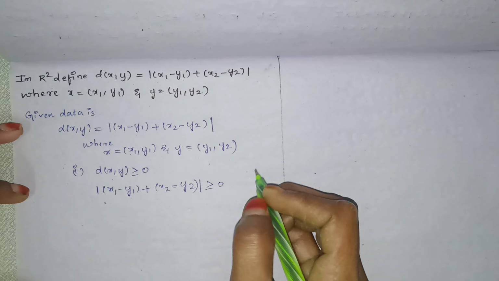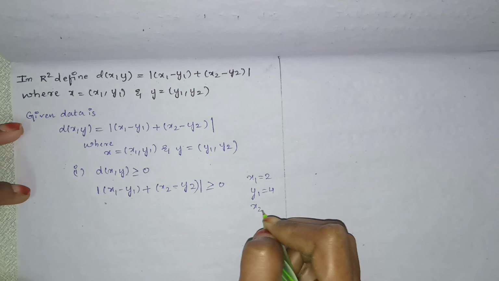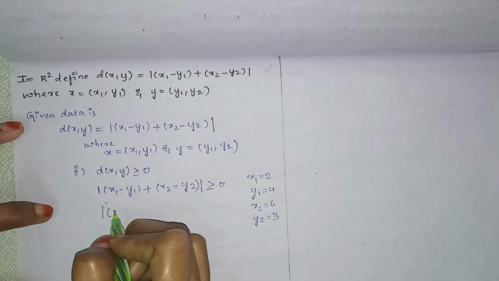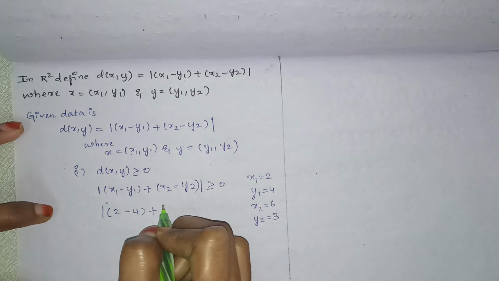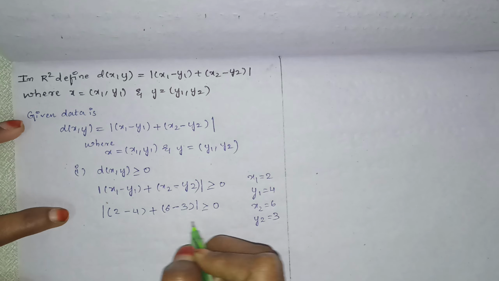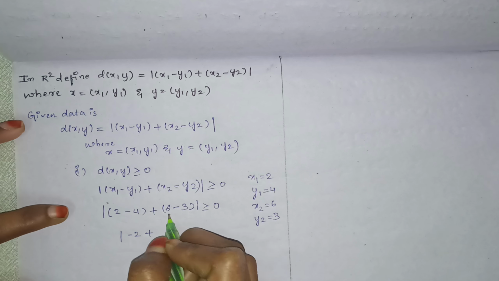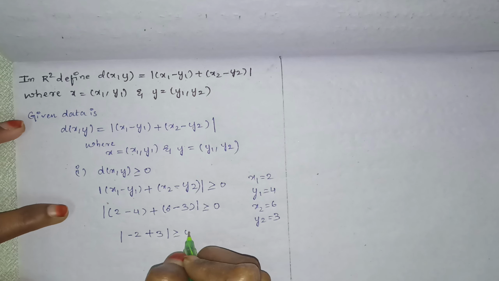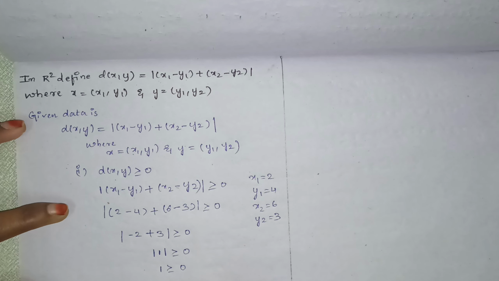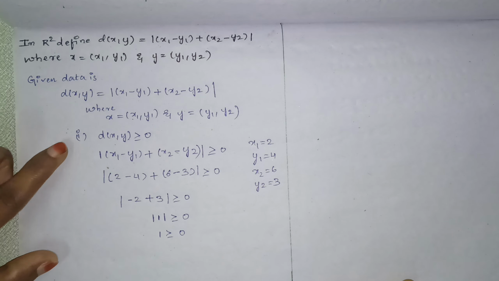For example, let me take x1 is equal to 2, y1 is equal to 4, x2 is equal to 6 and y2 is equal to 3. Therefore, if we substitute these values, 2 minus 4 plus 6 minus 3, we need to prove this value is greater than or equal to 0. 2 minus 4 is minus 2, plus 6 minus 3 is 3. So we get 1. Therefore 1 is obviously greater than or equal to 0. Therefore we have satisfied the first property.